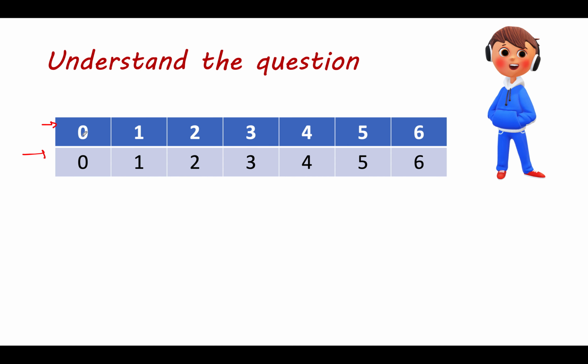The first thing that I'm going to do is to keep track of the middle element of this input array. You find the middle element: 0 plus 6 by 2 is 3. So 3 becomes your middle element. That becomes the root of the tree.